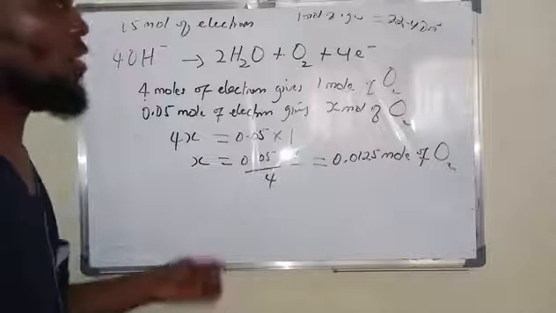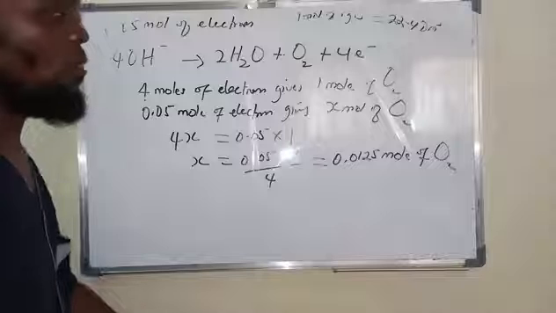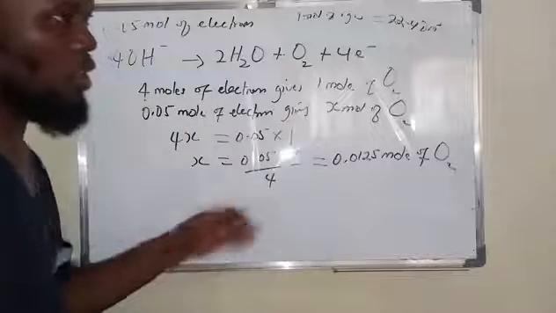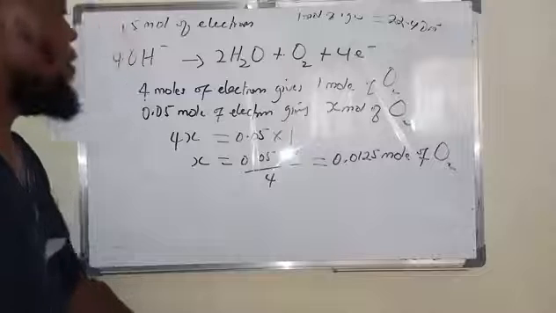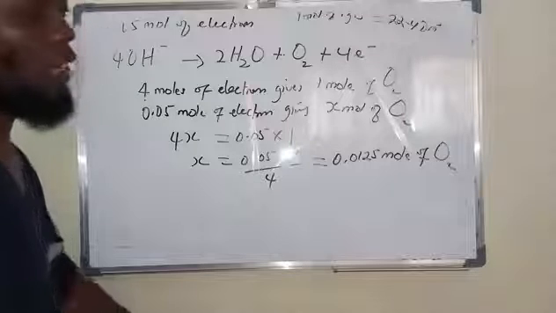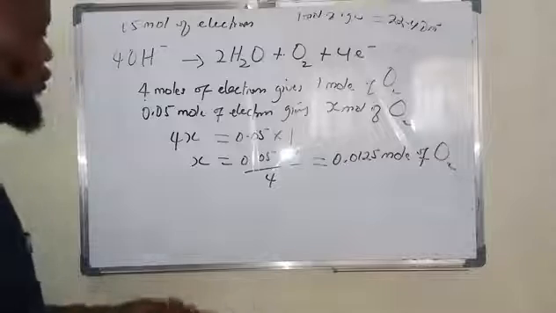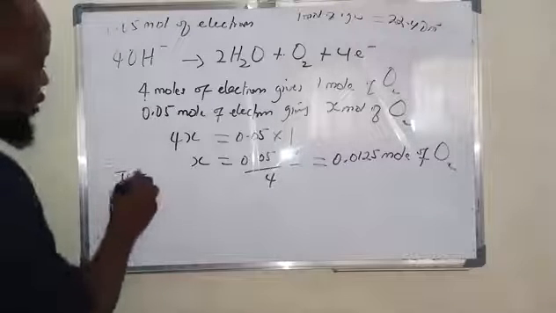But the question does not ask us to calculate the number of moles of oxygen which 0.05 mole of electron will generate. If the question had said so, then this would have been our answer. But the question says the volume, and to get the volume, we need the mole. So then, going to the volume.